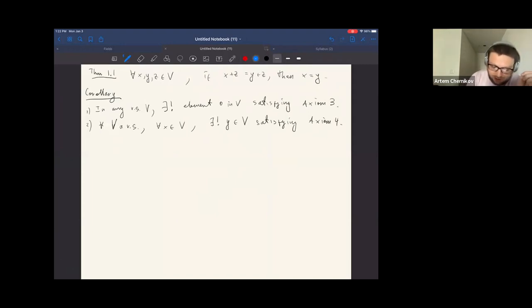Okay. And since it's unique, we'll be calling it the inverse of x and denoted minus x. Yeah, so it's just notation. Each element has an inverse, and we denote it as minus x.